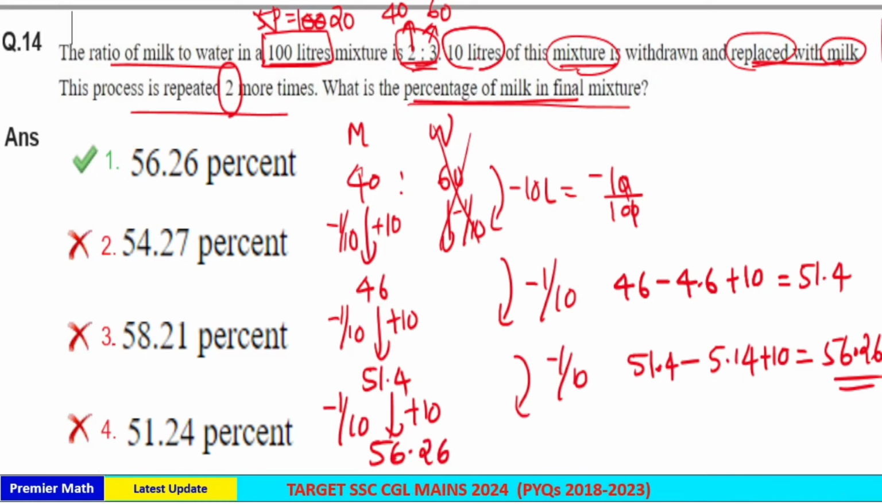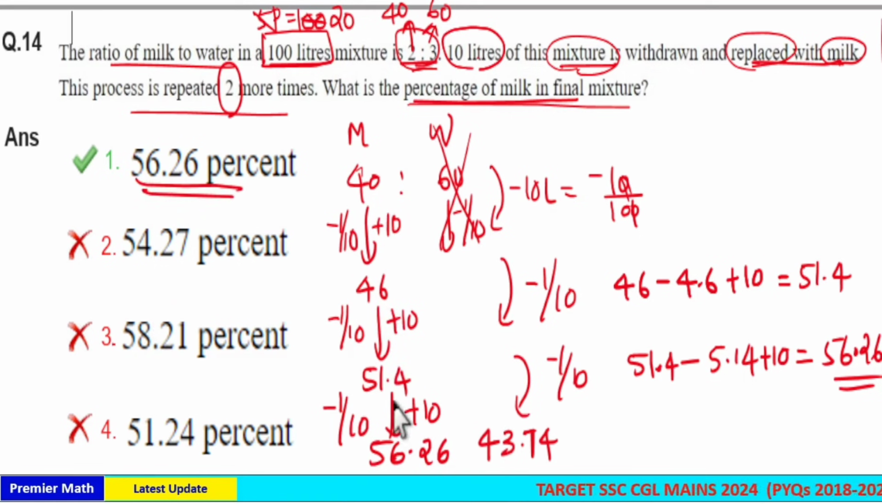Actually, here if milk quantity is 56.26, then water quantity will be 43.74. Total 100 liter, which means 56.26% is the milk part.